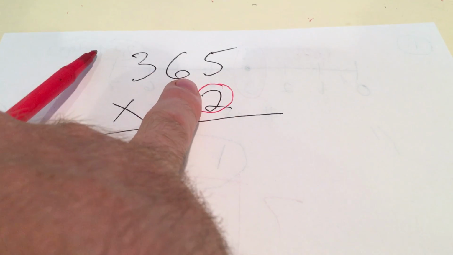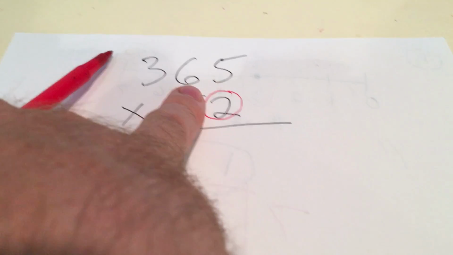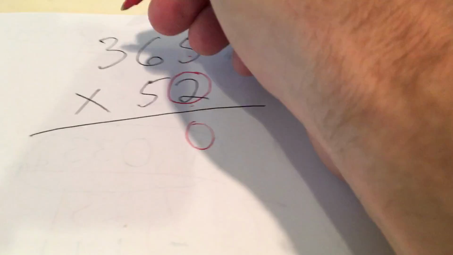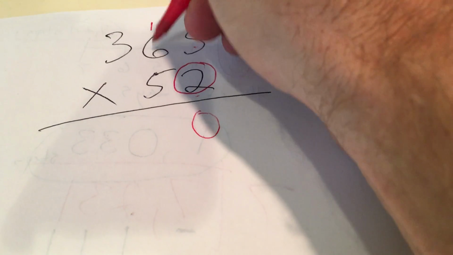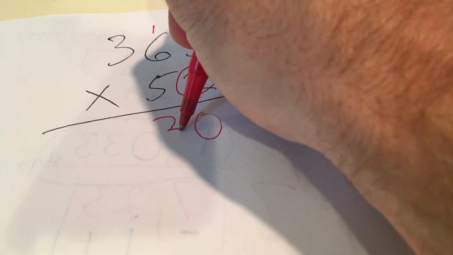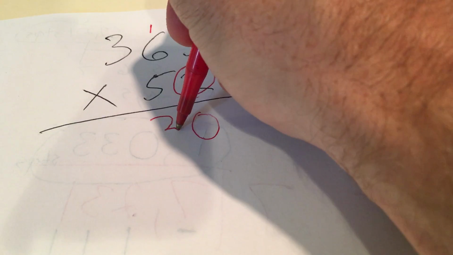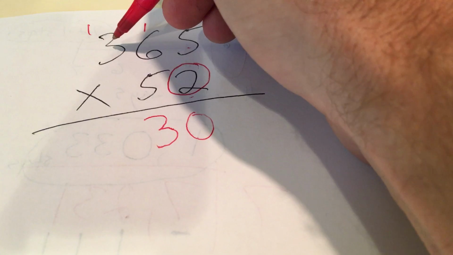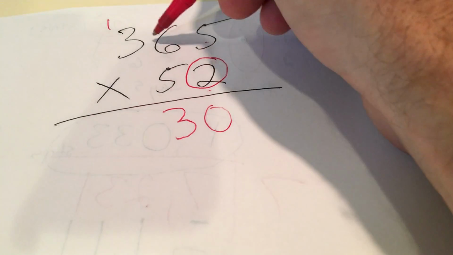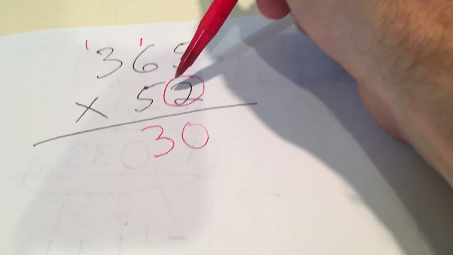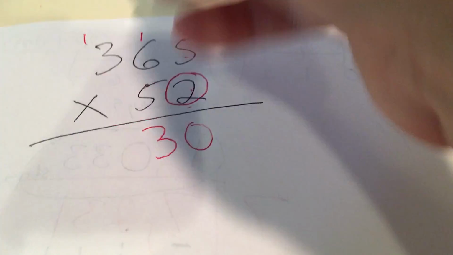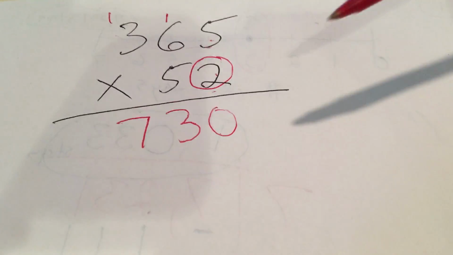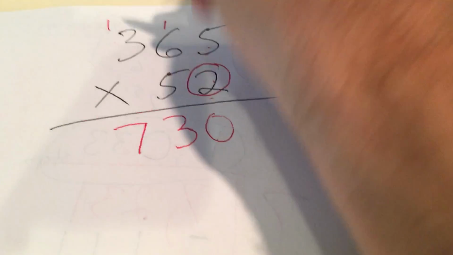Okay, so it should be 720. 365 times 2 is 720. So we're going to do this math. 2 times 5 is 10. Put the 0. Carry the 1. 2 times 6 is 12, plus 1 is 13. Oops. 2 times 3 is 6, plus 1 is 7. So our first partial product is 730. We just did 365 times 2, which is 730.